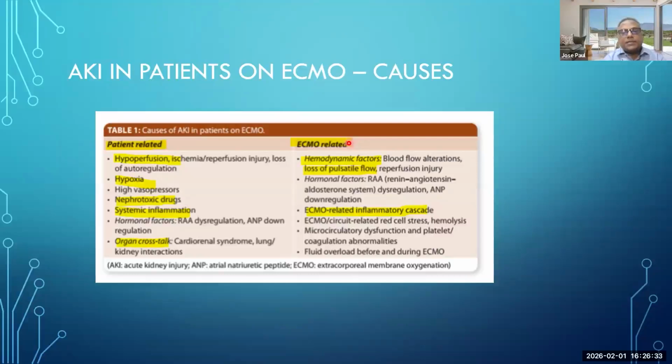Then ECMO-related factors, as I already told you, when the patient is on a VA ECMO, there will be loss of pulsatile flow. And pulsatile flow is actually needed for the best perfusion of the organs. Whenever there is a loss of pulsatile flow, it can lead to acute kidney injury. Then ECMO-related inflammatory cascade, then fluid overload, then perturbations within the hormonal systems like renin-angiotensin and aldosterone dysregulation. All these things can lead to acute kidney injury.